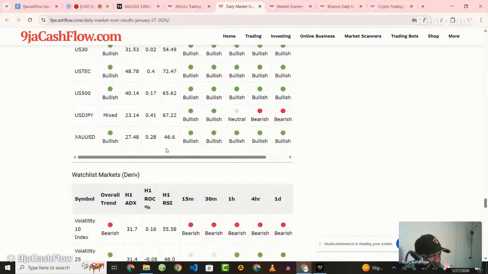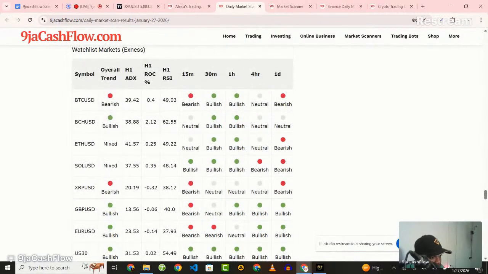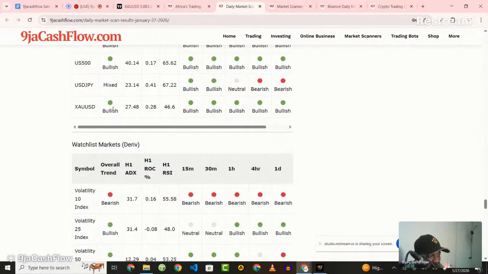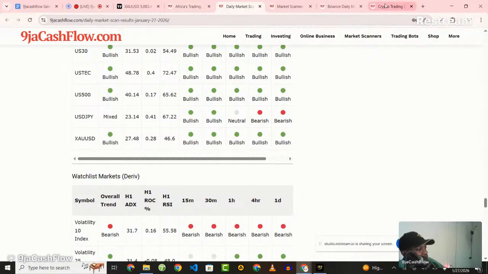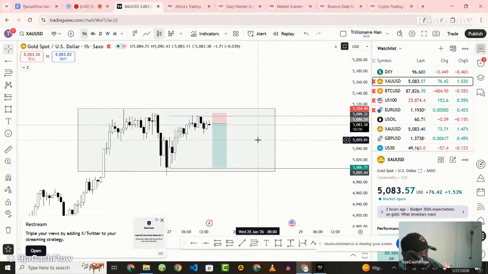So these are watch lists, and gold, as you can see, is overall bullish. Can you see this bullish here? Overall trend for gold is bullish, right? And all the time frames are bullish. So you don't short a market like this, but that doesn't neglect the fact that this might be a good setup that we're seeing here. This is the high of the day, right?